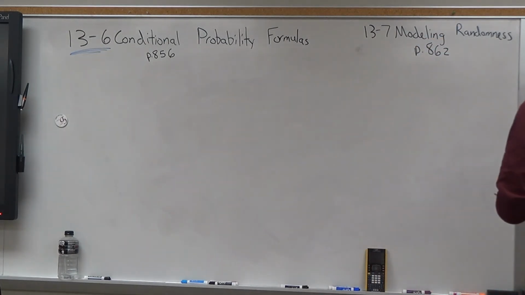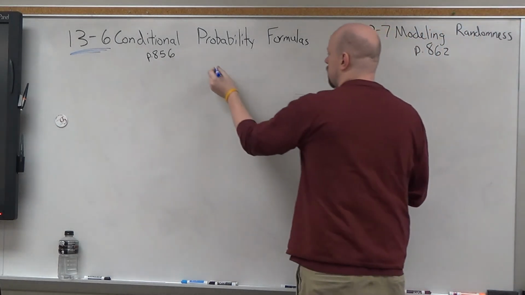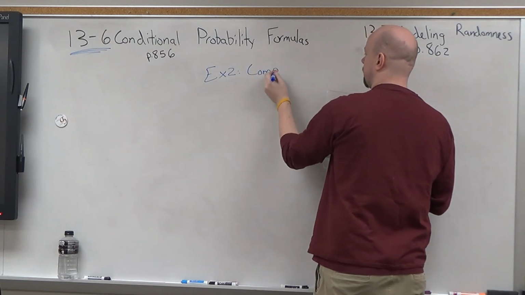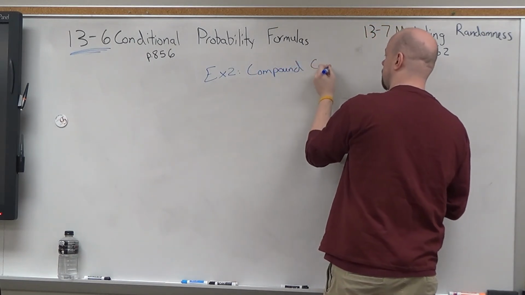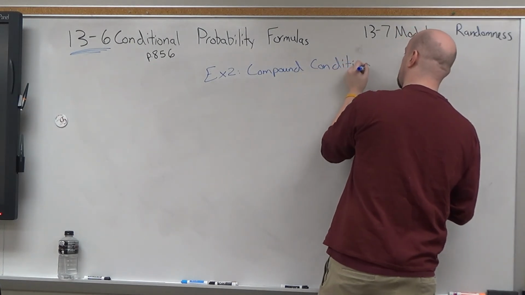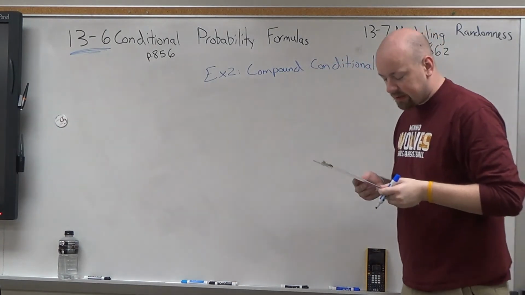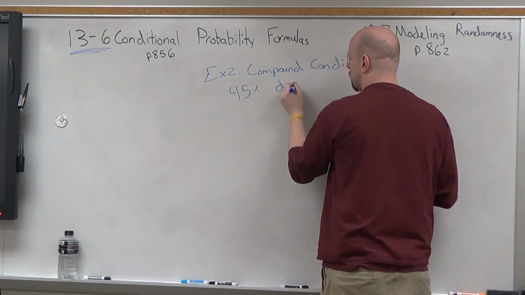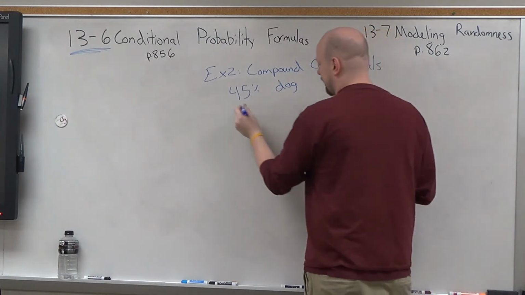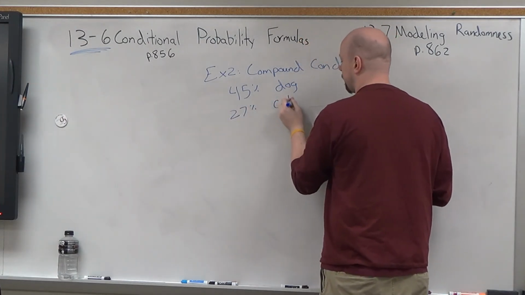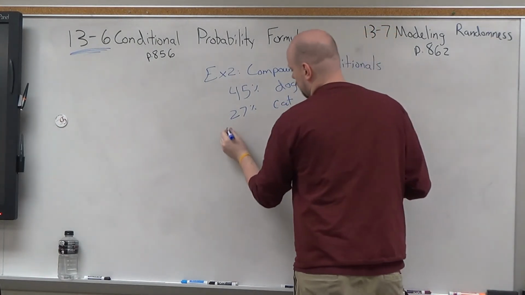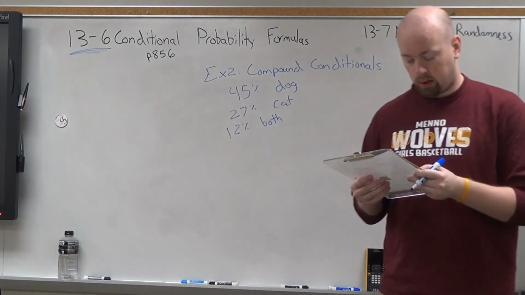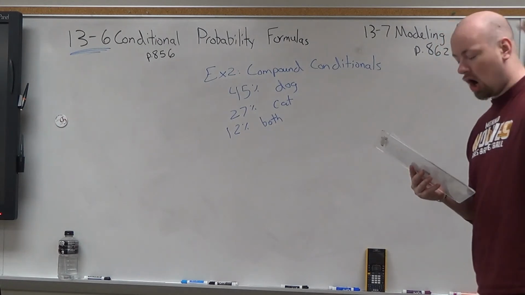Example 2. Compound conditionals. In a survey of pet owners, 45% own a dog, 27% own a cat, and 12% own both. What is the probability that a dog owner also has a cat?